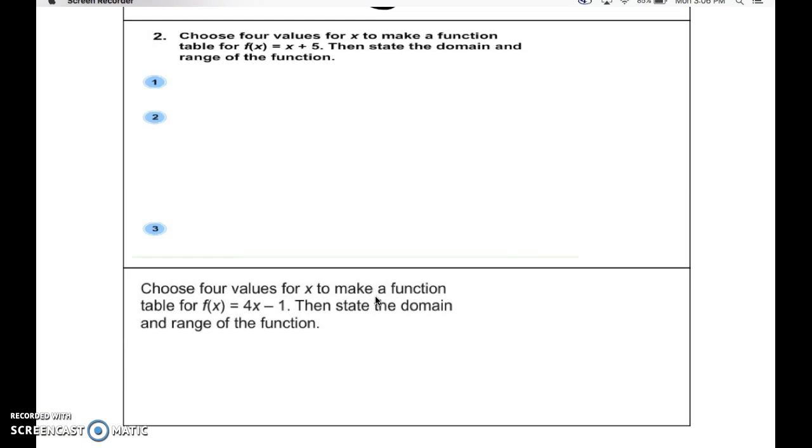Alright, so it says choose 4 values for x to make a function table for f of x equals x plus 5, then state the domain and the range of the function. So the first thing that we're going to do is make a table, and we're going to fill in the input values with any 4 values that we want. And I'll show you kind of what makes sense to pick in terms of what's going to give me the best idea for looking at a function. So first of all, let's make our table, and we can go from there.